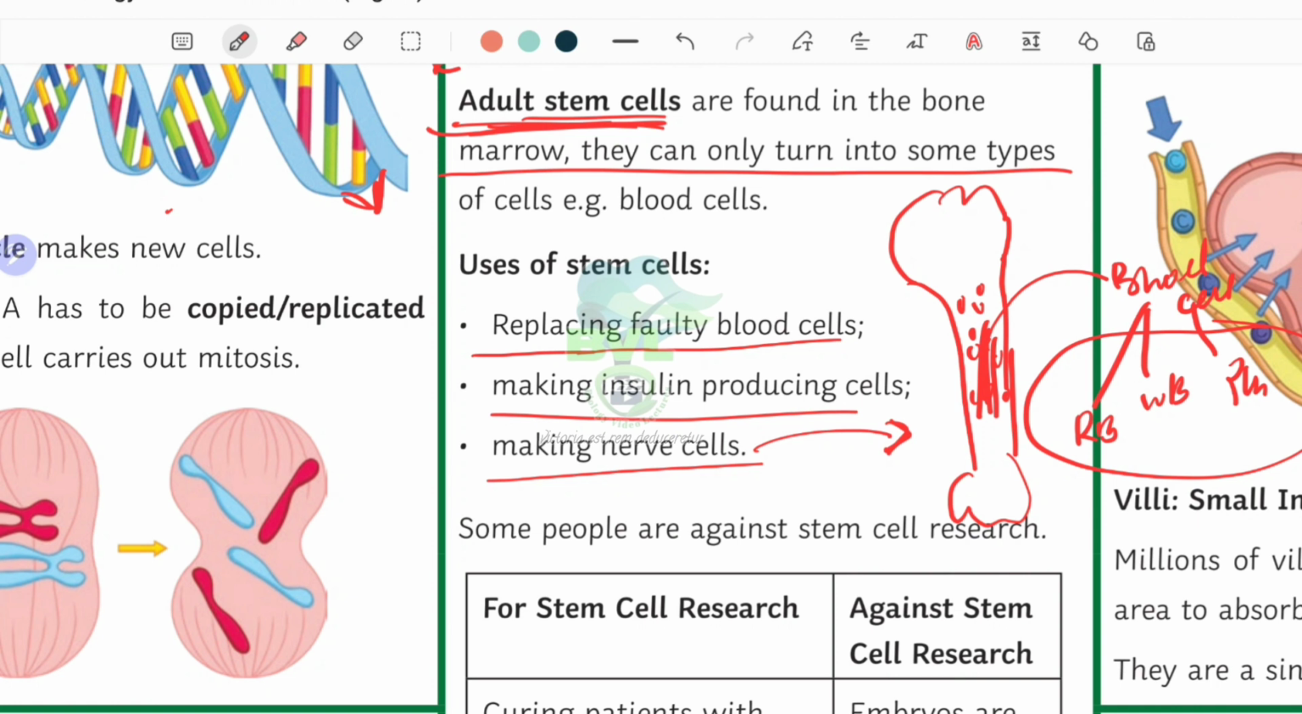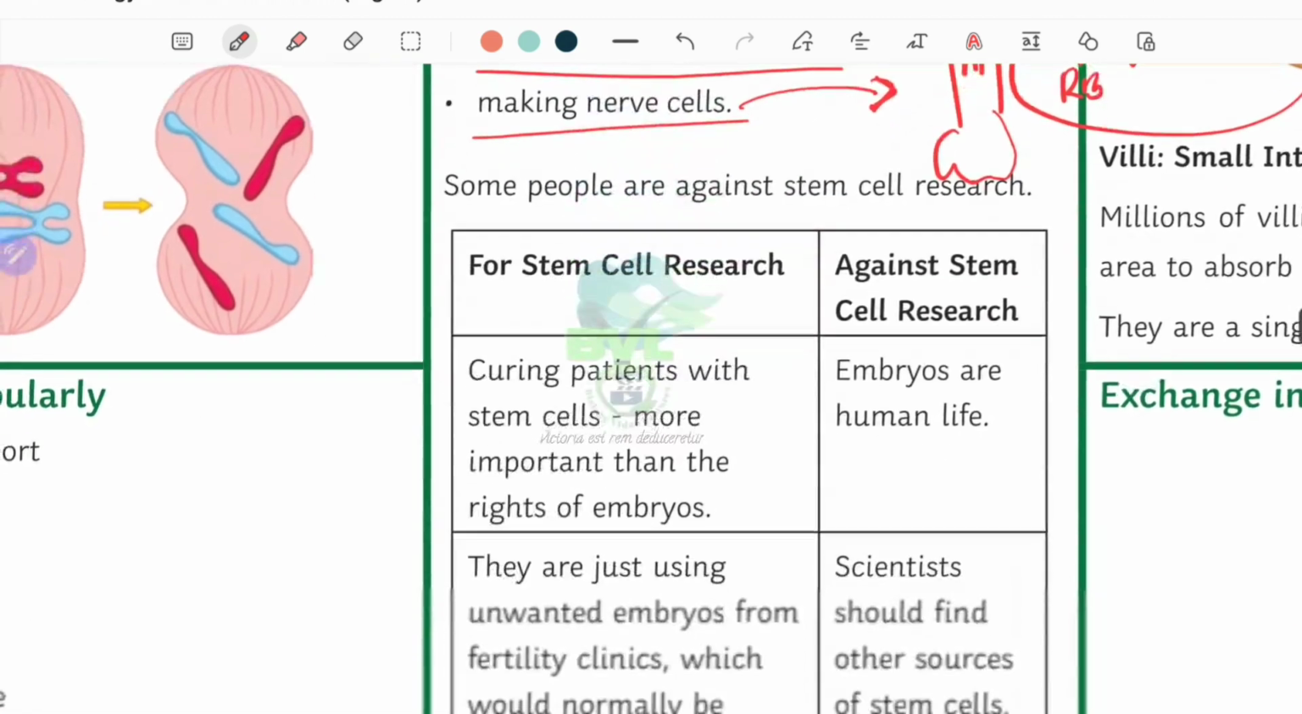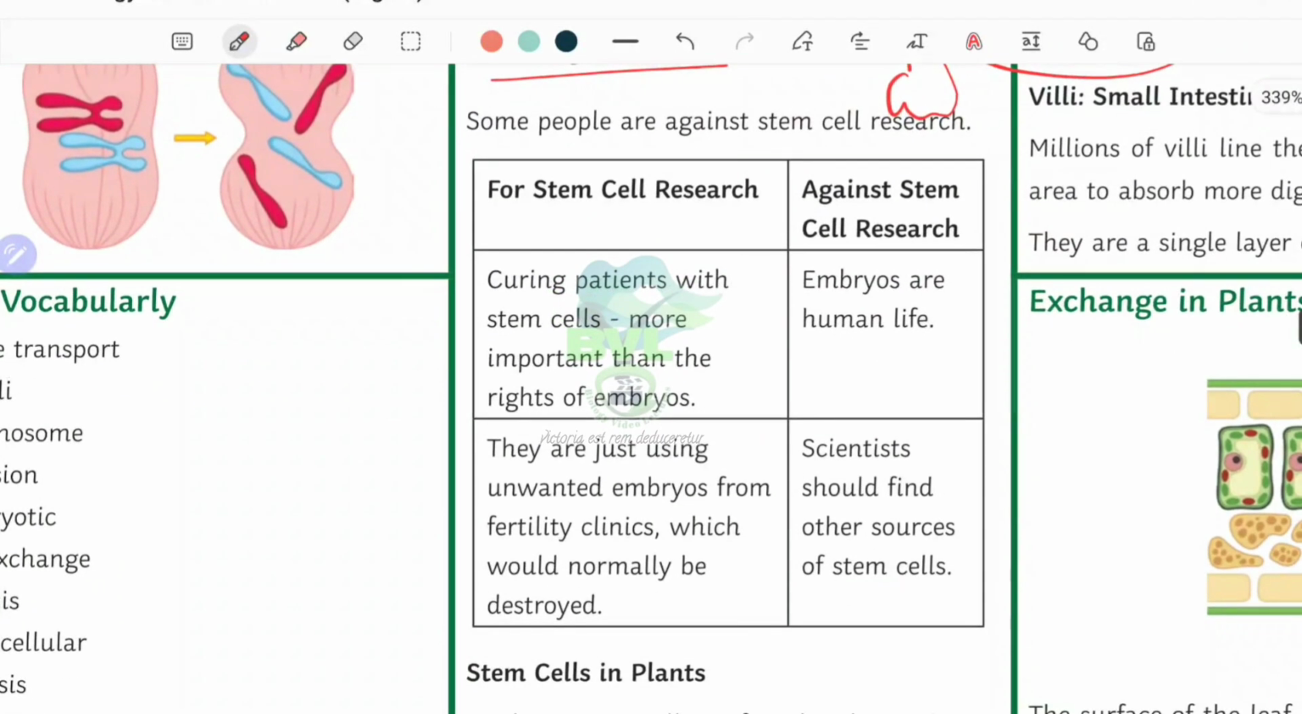So basically, it just means a cell that's not fully differentiated, but it can only form that same type of cell from where you have taken it. That's what an adult stem cell refers to. Now, this is very lovely.